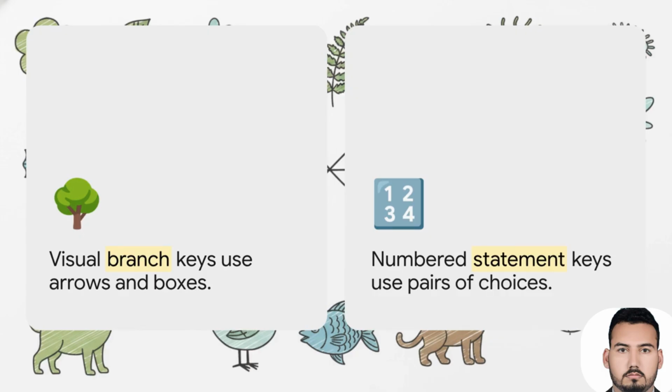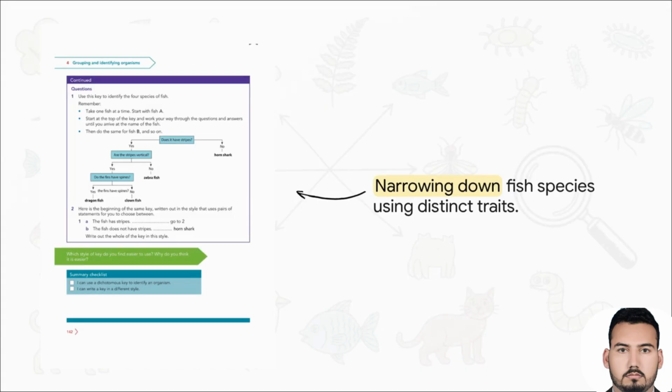You read the pair, pick the one that is true for your creature, and it literally just tells you which number to jump to next. Let's test this logic out on a totally new key, this time classifying fish. Start at the top. Does it have stripes? If you answer no, you've immediately identified a horned shark. If yes, you move down.